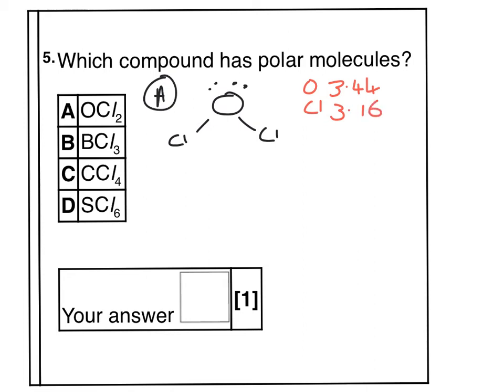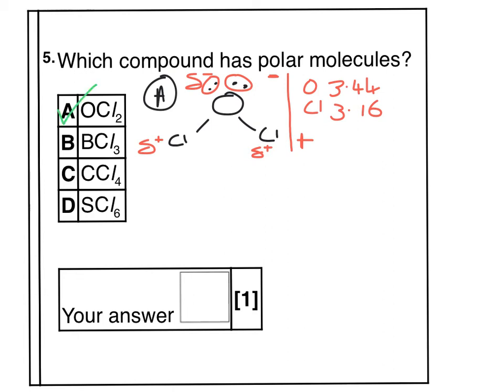3.16. So actually, oxygen's more electronegative and chlorine is electropositive. Now, because those 2 lone pairs of electrons are pushing the chlorines away, we have a difference across this molecule. So we have negative at one side of the molecule and positive at the other side of the molecule. So A is our polar molecule.